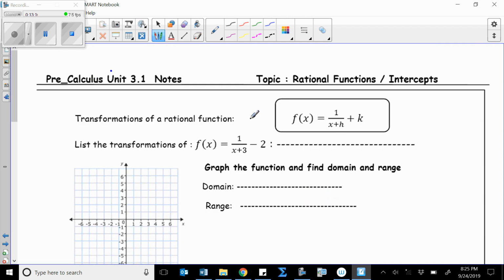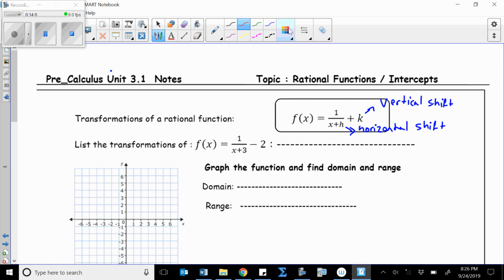Here we have the general form of transformation of a rational function. The general form is 1 over x plus h, and plus k. This h is happening to x. Whatever is happening to x means it's moving horizontally, either to the left or to the right side. So I'm going to write this as horizontal shift. And this k is happening to the y value, so it's moving vertically up or down. So this is vertical shift.